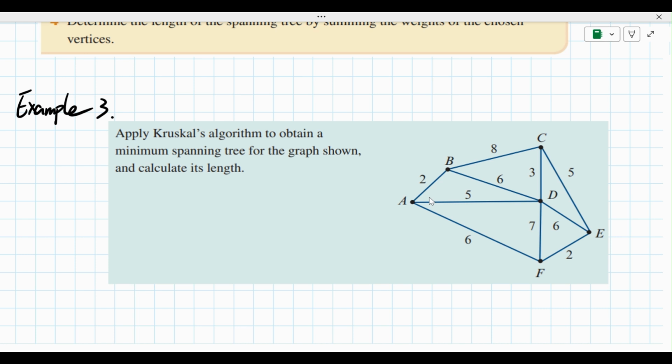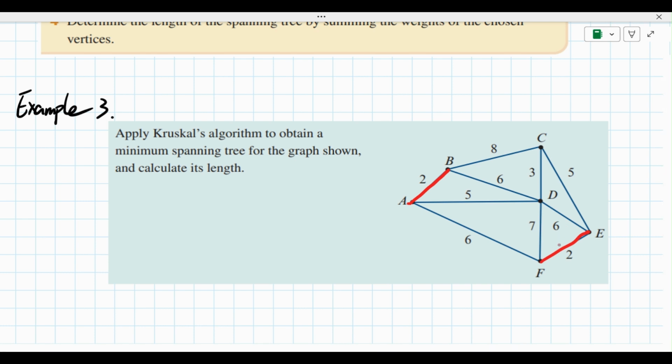So, to start at the beginning, we're choosing the edge with the least weight. If there's more than one, it doesn't matter which one you choose. There are 2 edges of weight 2, which we can say are A to B and E to F, or F to E.